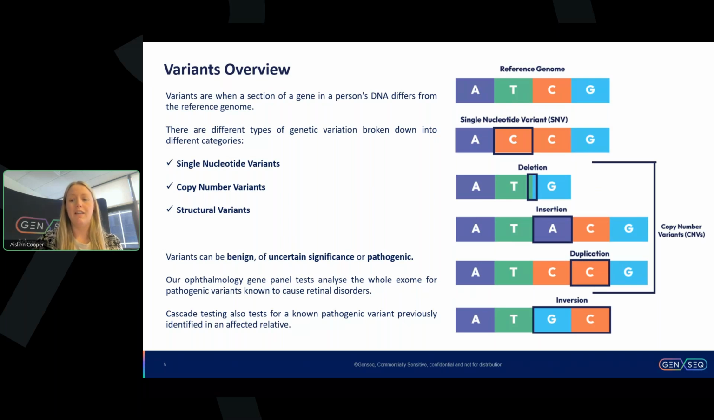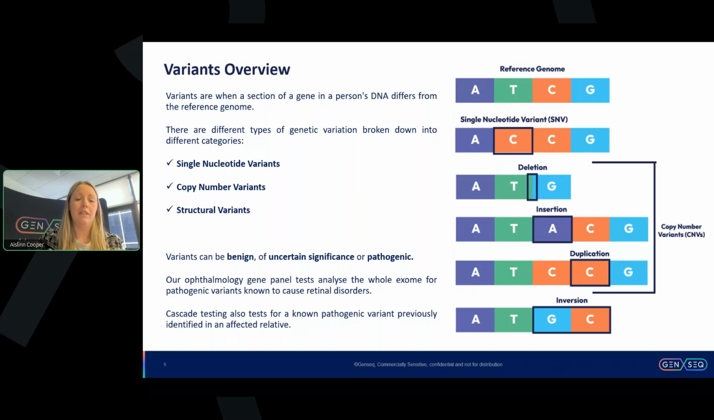Copy number variants tend to refer to bigger events, but they are deletions and insertions and duplications of chunks of DNA. And then you've got things like structural variants, so inversions and also translocations of parts of DNA from one position in the genome to another. And we can broadly classify the variants as benign, uncertain significance, or pathogenic, and that's defining their contribution to disease. I will talk about how we do this a little bit further on.